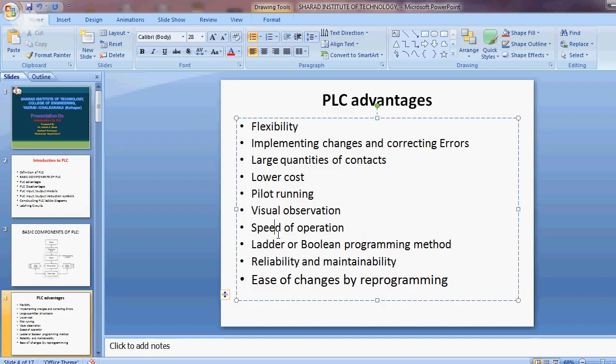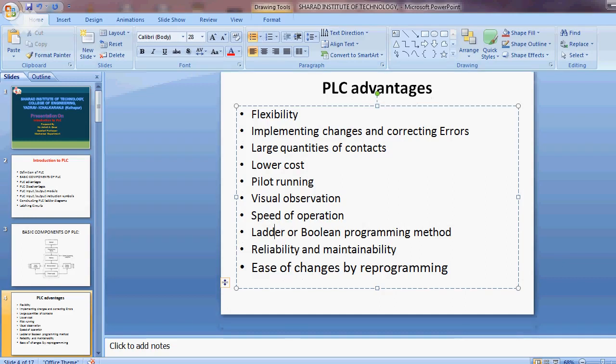Now the next advantage of PLC is ease of changes by reprogramming. Whenever a problem occurs, we can directly set or reset the buttons, and at that point we can change the command in the program and directly execute some functions or some work with the help of PLC. So these are the main advantages of PLC. Now we move to the next point, that is disadvantages of PLC.